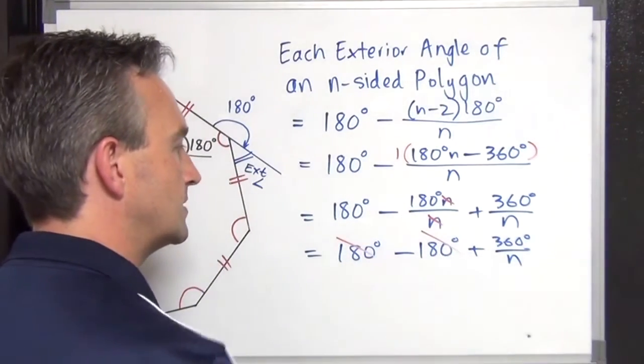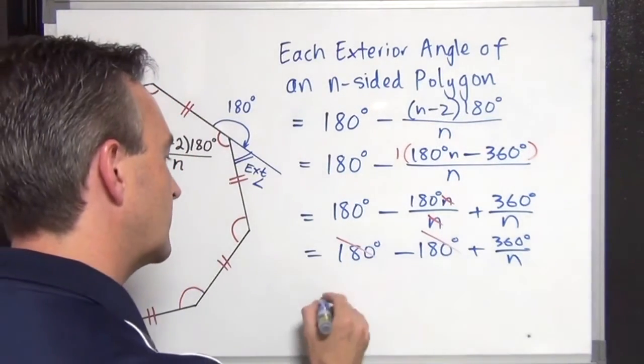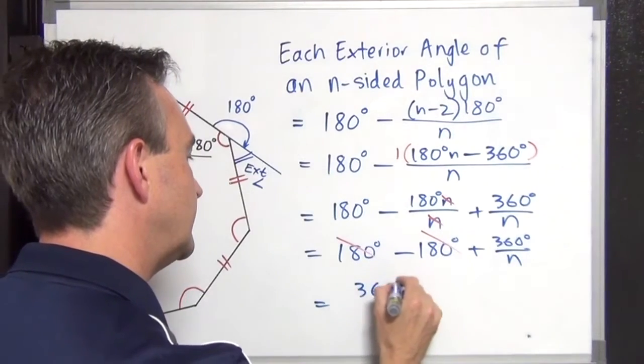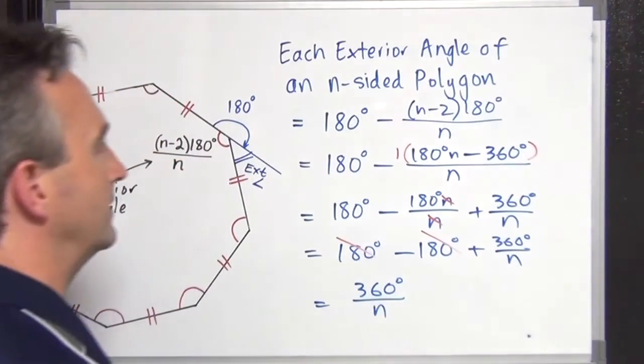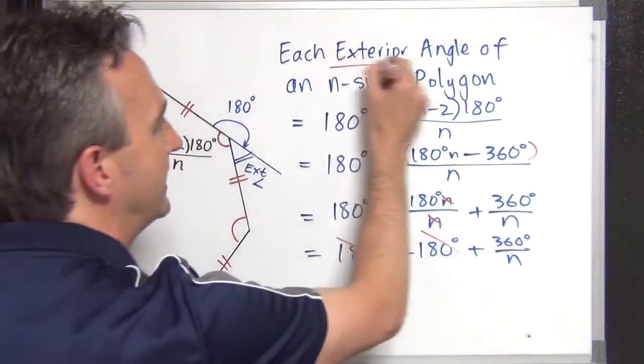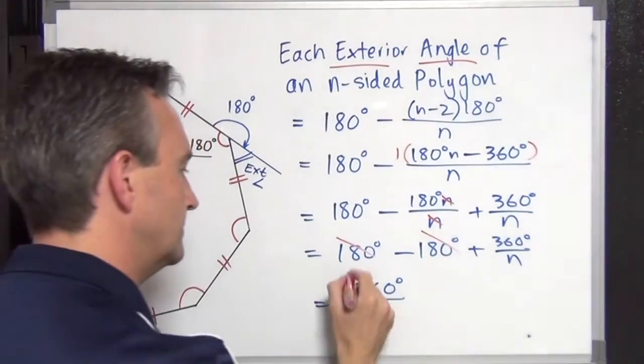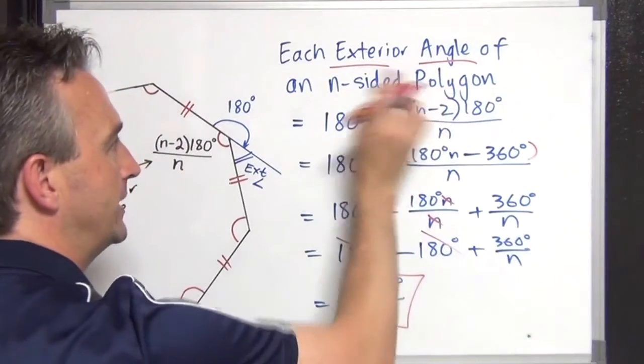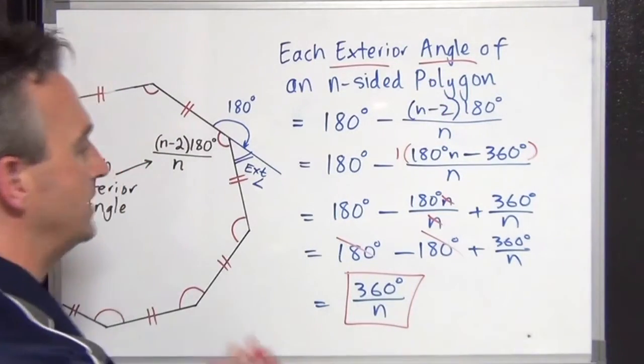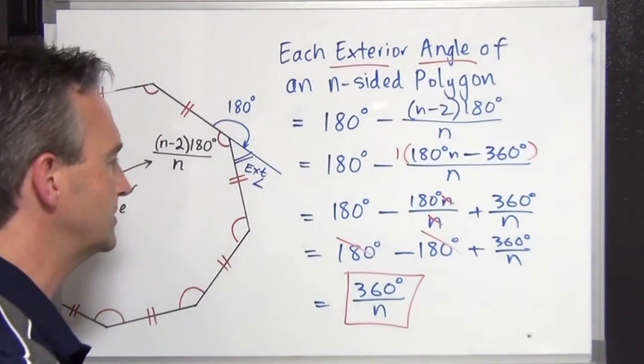And look what happens. All we are left with is 360 degrees divided by n. So each exterior angle of any n-sided regular polygon, sorry, that should say regular, is 360 degrees divided by n, the number of sides.